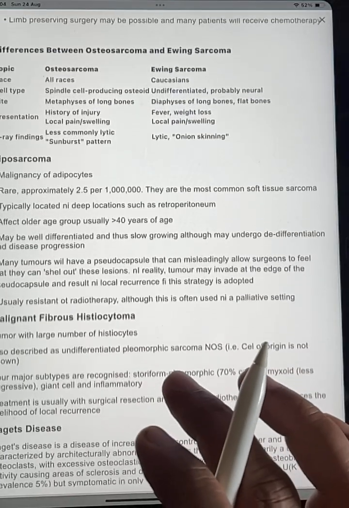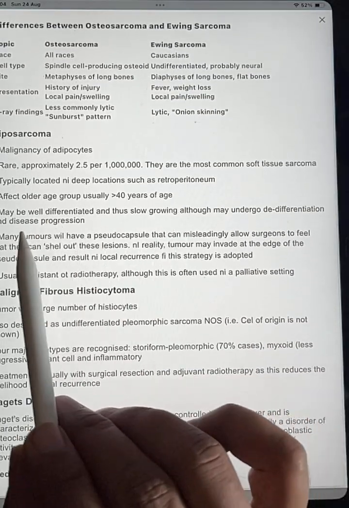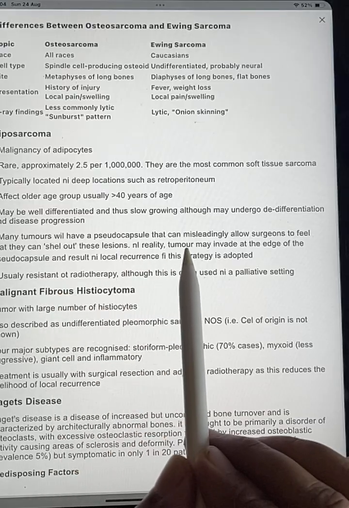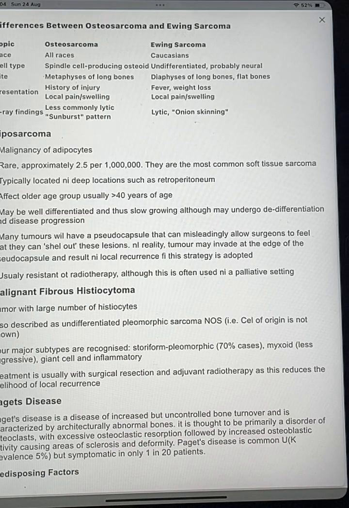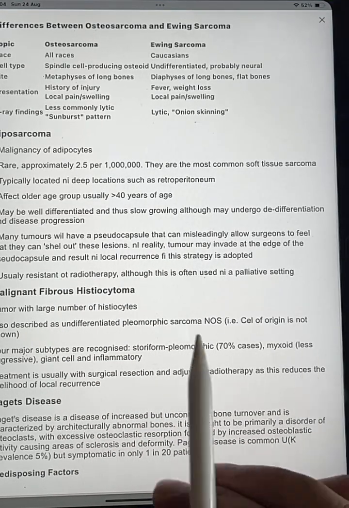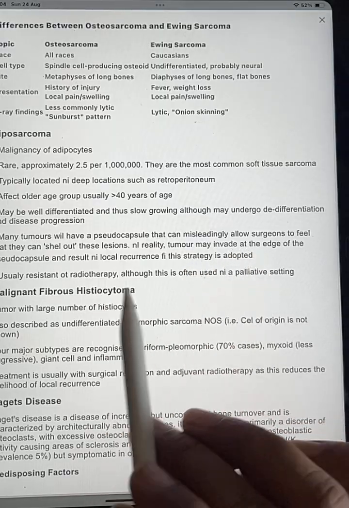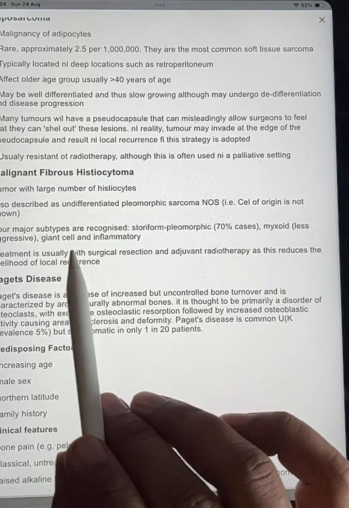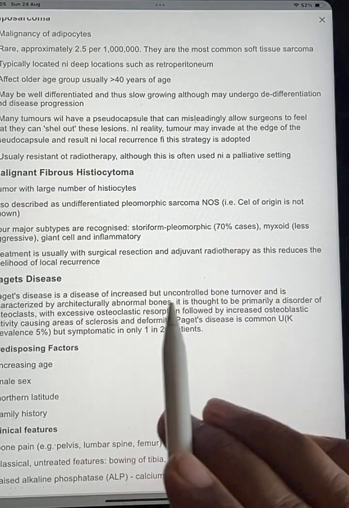Liposarcoma: deep, retroperitoneal, old age, may be differentiated, slow growing, undergo differentiation. Many tumors will have a pseudocapsule. This is malignant fibrous histiocytoma, undifferentiated cell origin. There are again four types.